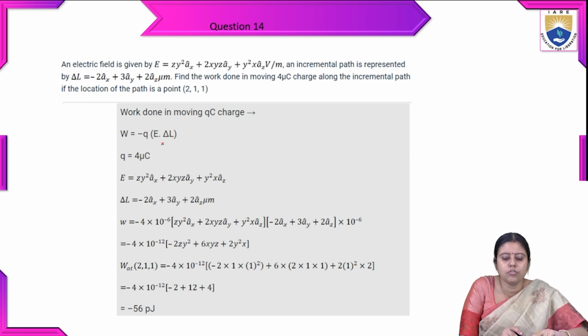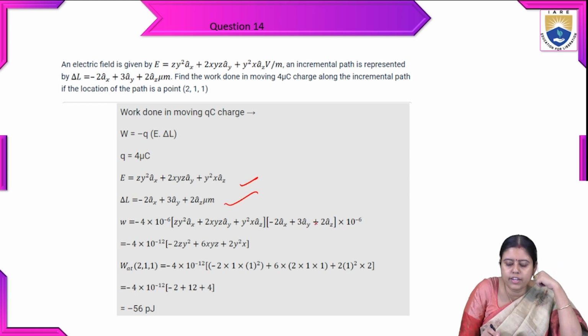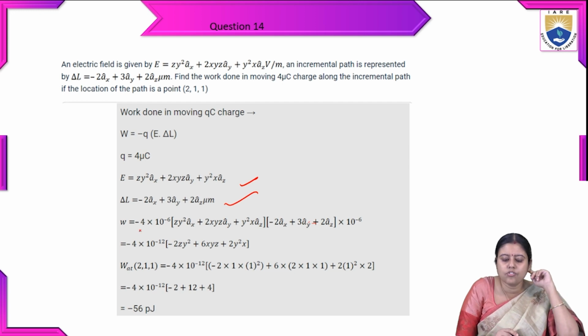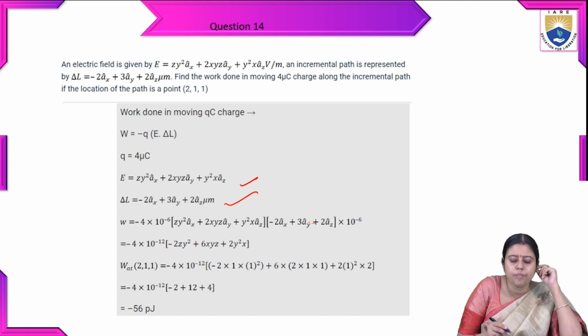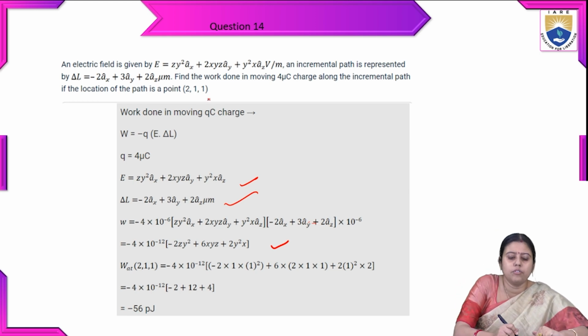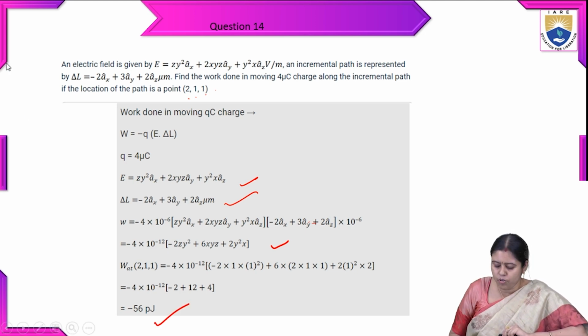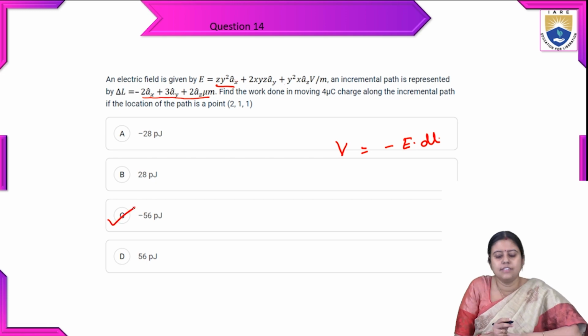So W is equal to, what is the work done? Work done is equal to Q into E dot L. The E value is given, the L value is given, so E dot dl we can easily solve. What is the value of Q? Q is given as the charge, 4 microcoulomb, so 4 into 10 to the power minus 6. After this calculation, we got this value. We have to calculate at the point 2, 1, 1, and if we put the value, we will get 56 picojoule. So the answer is C.